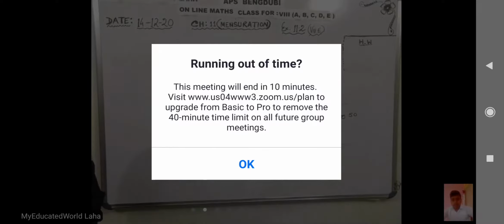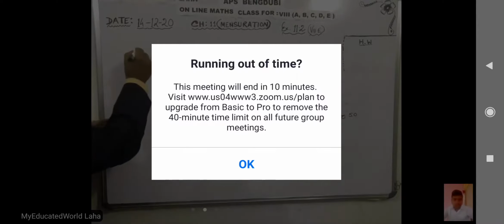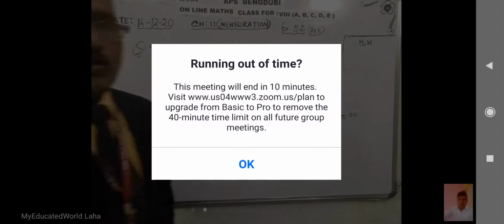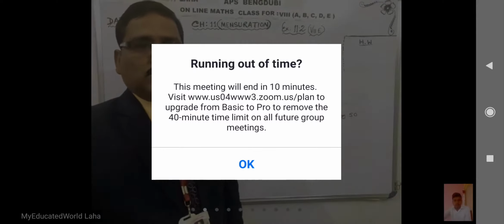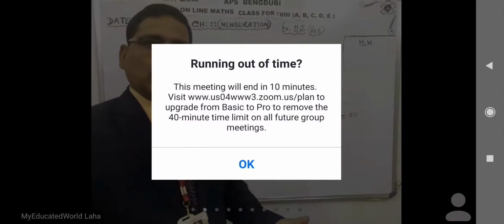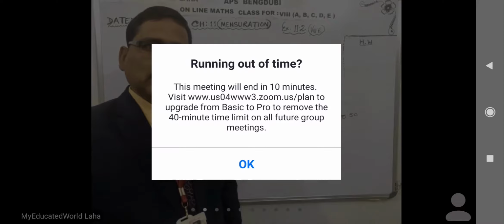Okay, now question number 9. So this is an octagon, regular octagon. What is the meaning of regular? You have studied quadrilaterals. What is the meaning of regular octagon? All sides equal. All sides equal, only this condition. Another condition is not there.